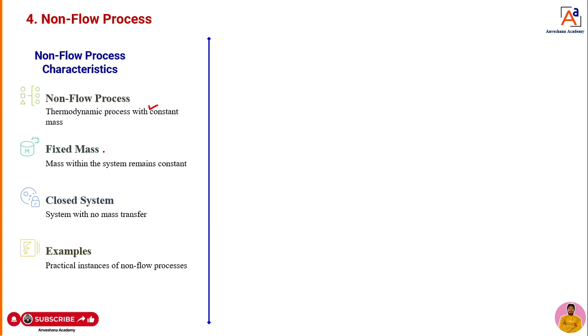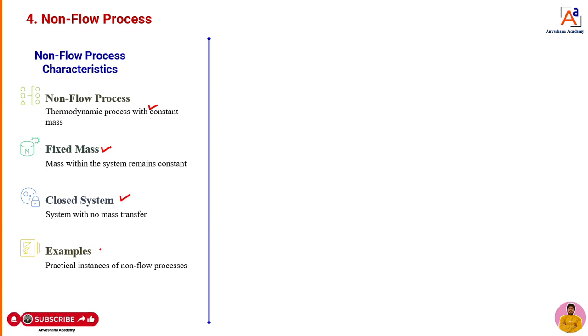In a closed system, mass is fixed. During a process in which mass is fixed, the boundary may change, properties may change, but mass remains constant. That type of process we can call a non-flow process. Where is it going to happen? It is going to happen in a closed system.